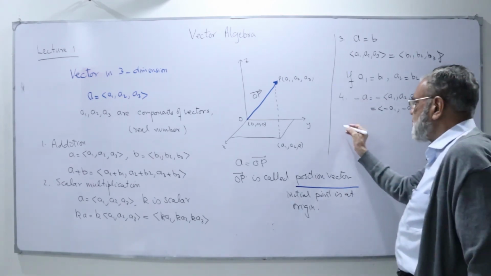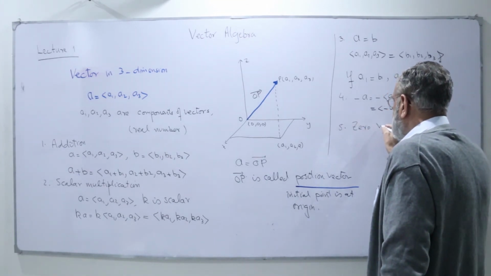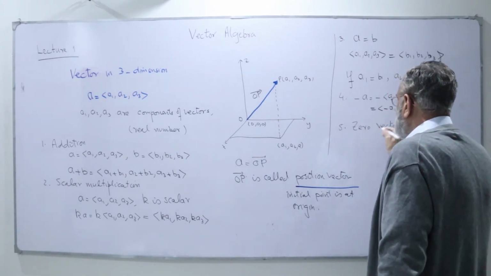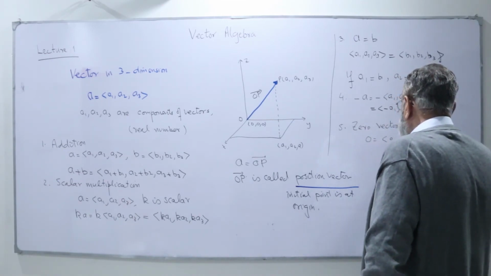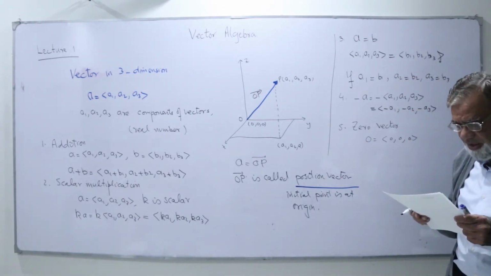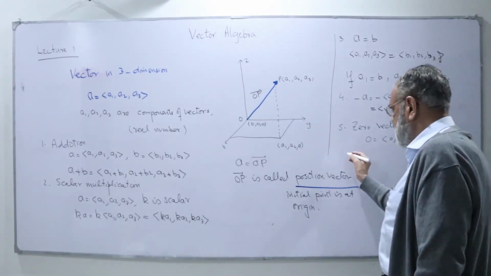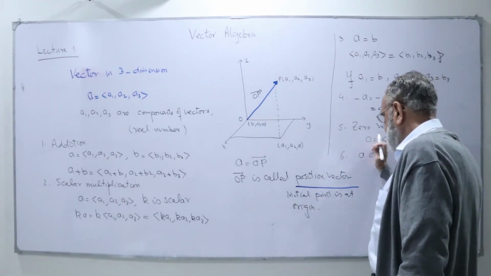Then we have the 0 matrix, the 0 vector. The 0 vector is a vector whose entries are all 0. It can be in 2 dimensions, 3 dimensions, or any dimension. Then number 6, we have A dot A. We will be discussing that later.